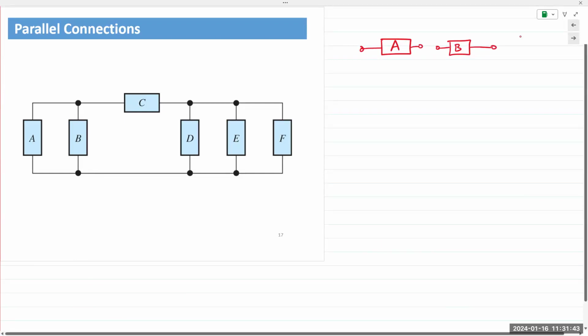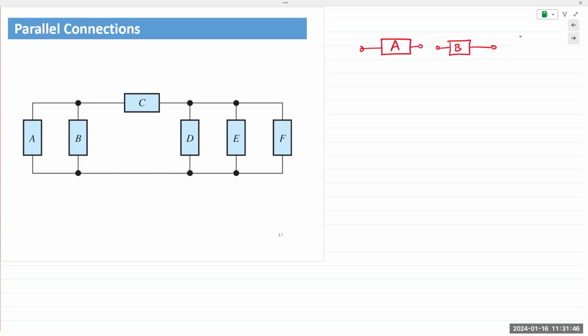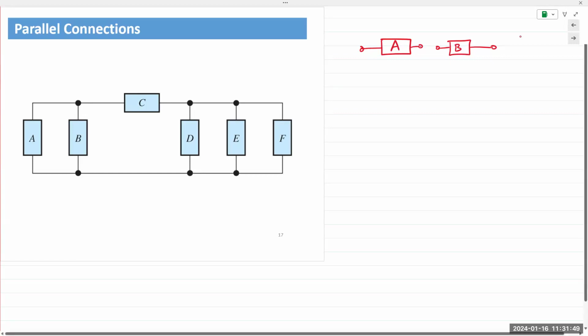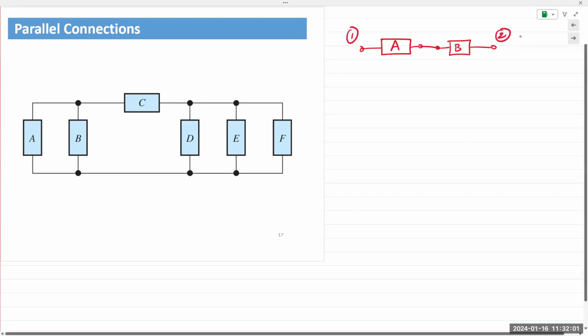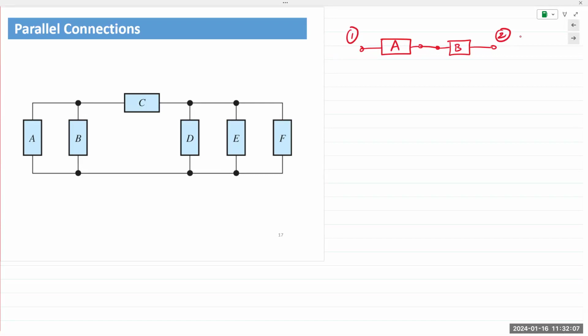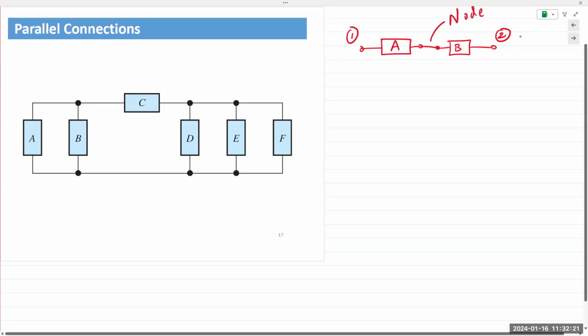If they have one terminal connected to one terminal of the other element, we say that those two elements are in series between the outer two terminals. Simply stated, for two elements to be in series, they have to have one connection with each other. That connection point or junction point is known as a node, N-O-D-E, node. And that node cannot have more than two connections.